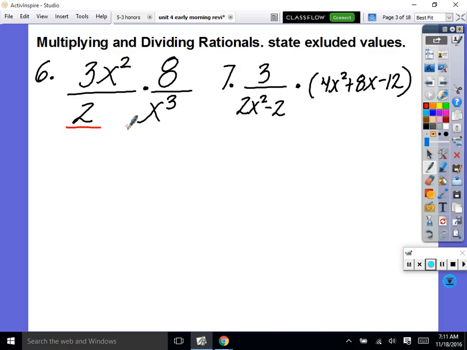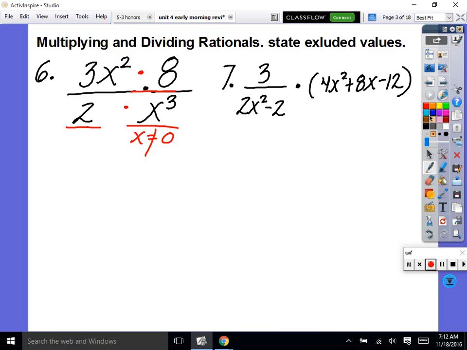2 will never be 0. x cubed, well, for that to be 0, that would have to be x equals 0, correct? So that's our only excluded value. Any questions on that? Now remember, we can multiply straight across. However, we would not want to multiply this all together and then have to refactor it. Leave it all factored. Does that make sense, everybody? So basically with multiplication, you're extending the line here, and now just divide things out that you can.